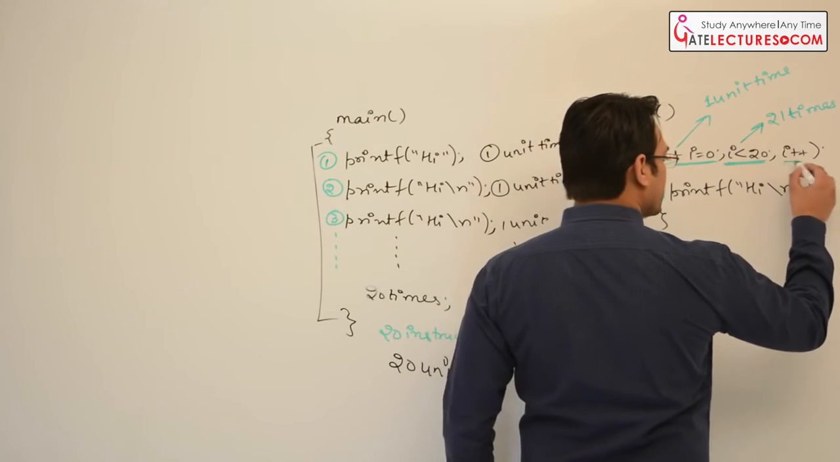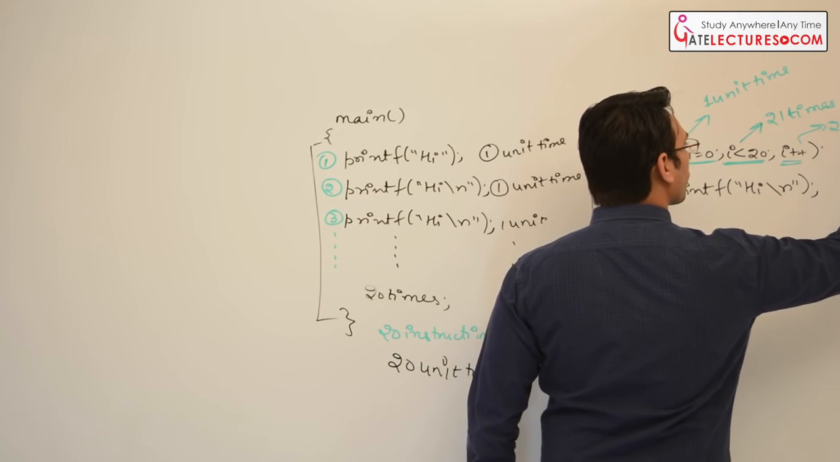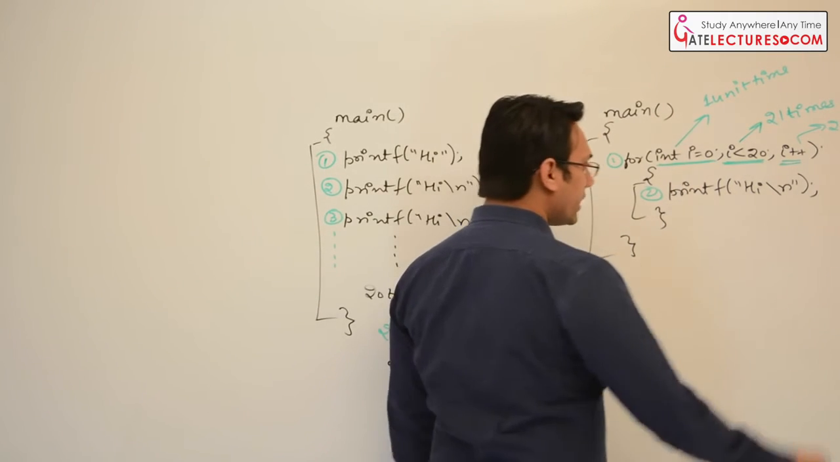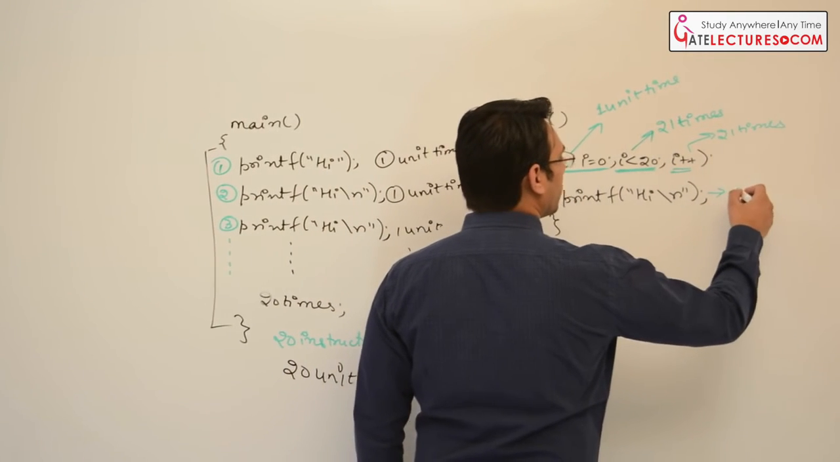And how many times will this instruction be executed? This will be executed again 21 times. How many times will this instruction be executed? This will be executed again 20 times.